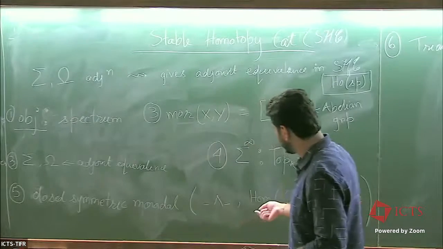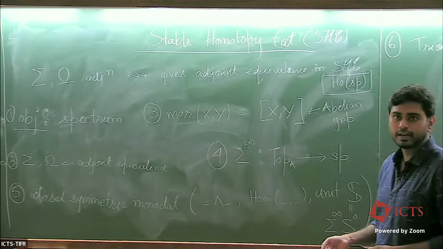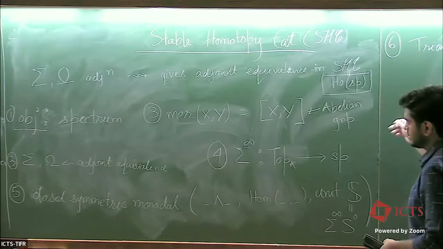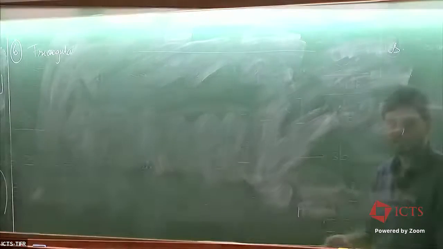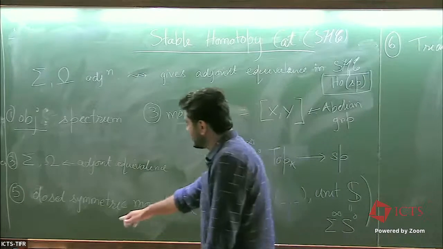Okay, so closed monoidal category means there is a notion of product in the category. Given two objects from the category X and Y, we have a notion of X tensor Y, which is like the product, which is natural in both X and Y. So that is the monoidal part.